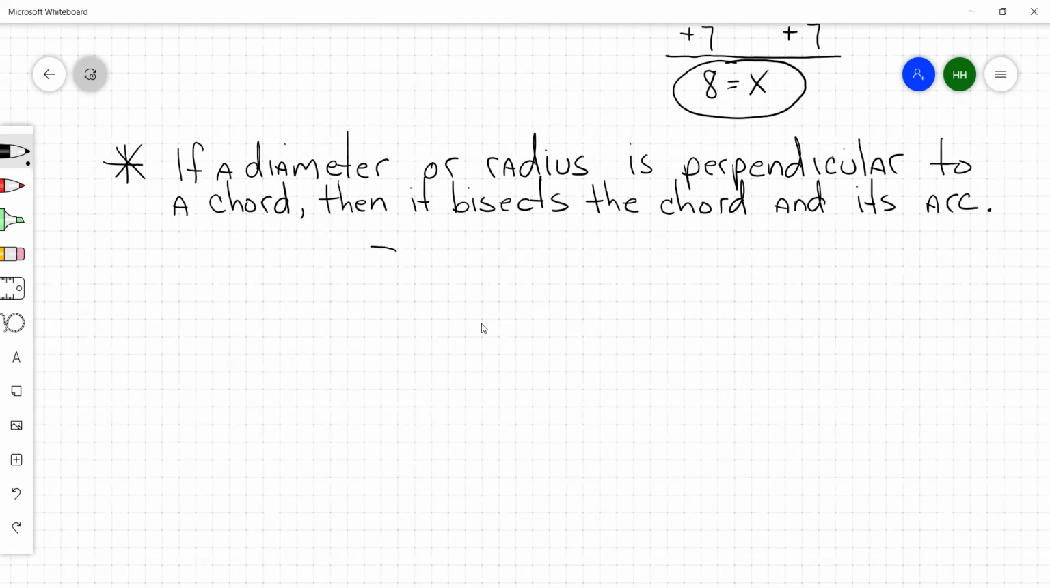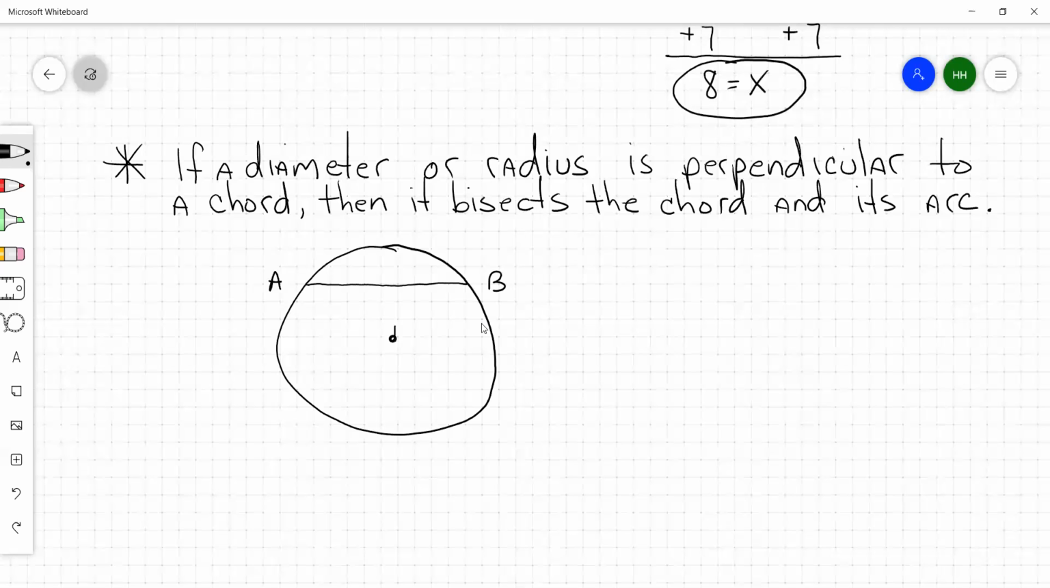So what that looks like would be, let's say you got a chord right here, chord AB. Now it says a diameter or radius because look, if you take a radius and go vertical with it right here, all right, that's a radius. But if you just extend it down to the bottom of the circle, now it's a diameter. So it doesn't matter if it's a diameter or a radius that is perpendicular to a chord.